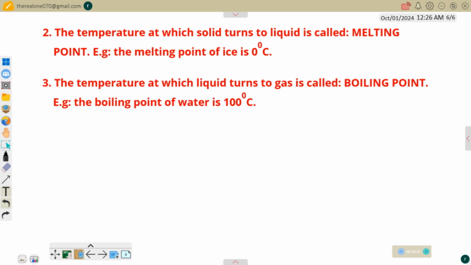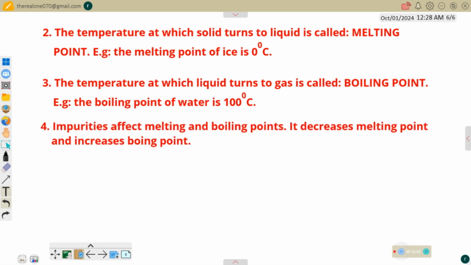However, something can affect the melting and boiling point of solids and liquids respectively. What's that? Impurities can affect, and pressure can also affect. But right now I want to talk about impurity first. Let's take that as fact number 4. Impurities affect melting and boiling point. How does impurity affect them? It decreases the melting point and it increases the boiling point.